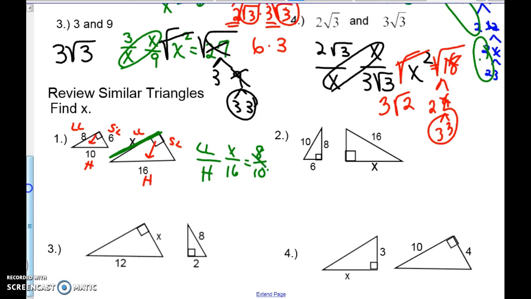Okay, and then again here we cross multiply. So that would be 10x. 16 times 8, what's 16 times 8?